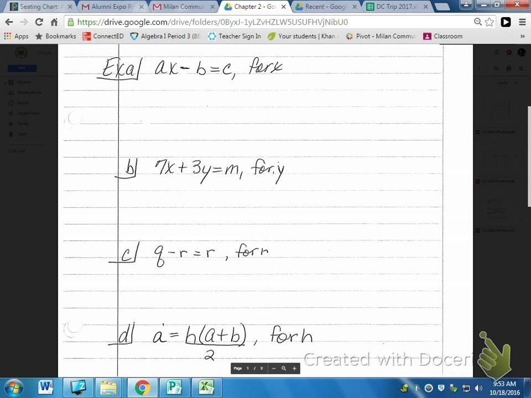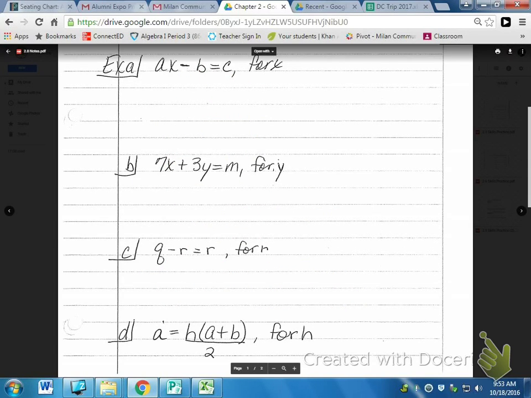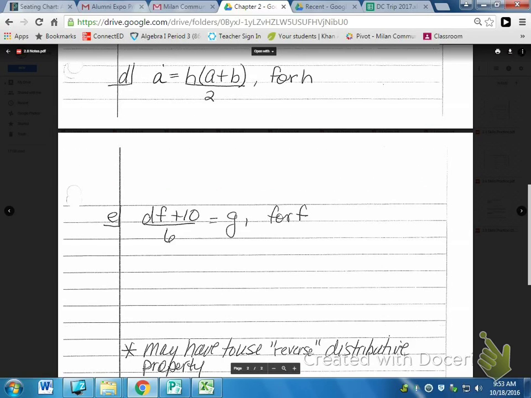Let's move on. So example D, A equals H times the quantity A plus B over 2. And we're solving for H. So this one, I think I'm going to show you so that there's only one H, so that's good.